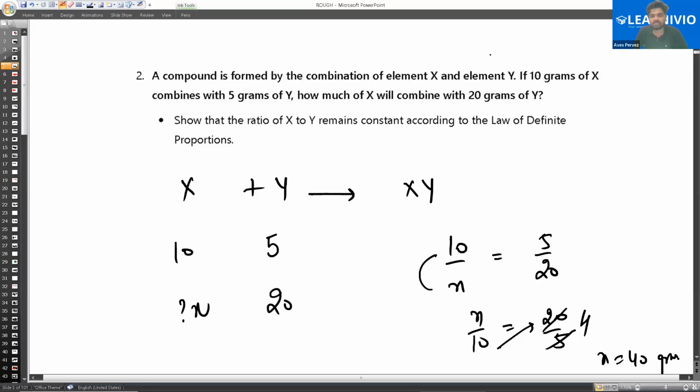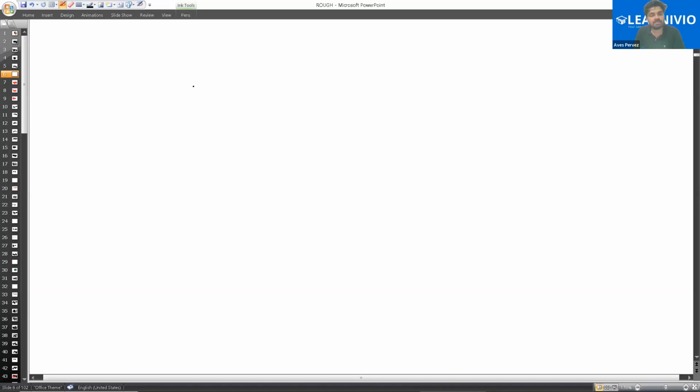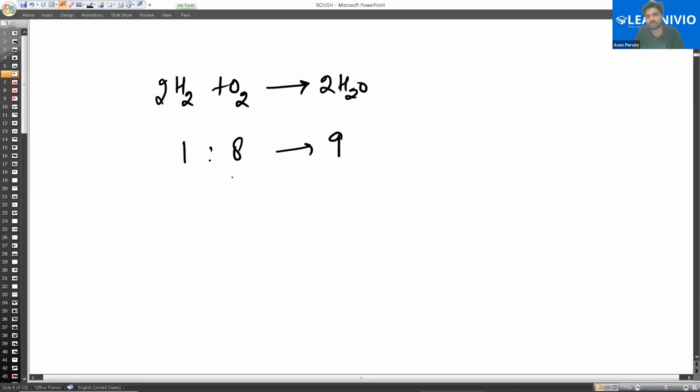Okay. Here we are going to have another question. If I'm having a simple question here, let us know that hydrogen and oxygen, in the formation of water, react together in the simplest ratio, that is 1:8. So it gives you 9 grams of water.